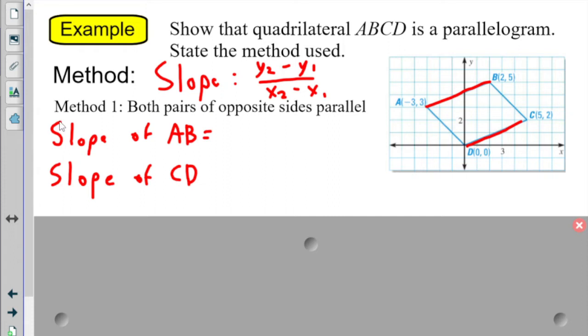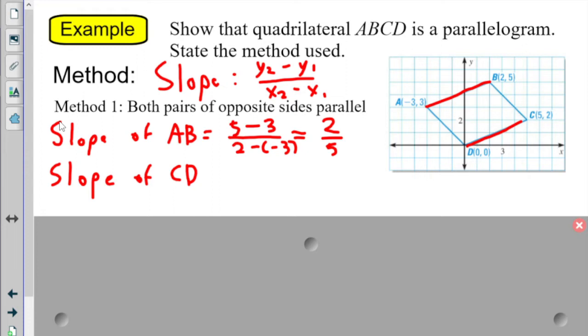So change in y over change in x. I'm going to take my y coordinates and subtract them. My y coordinates here are 5 and 3, and I'm going to subtract them over change in x. So my x coordinates are 2 and -3, and I'm going to subtract those. So when I take those and subtract them, 5 minus 3 is 2. 2 minus a -3 is 5, and I get 2/5 for my slope for A to B.